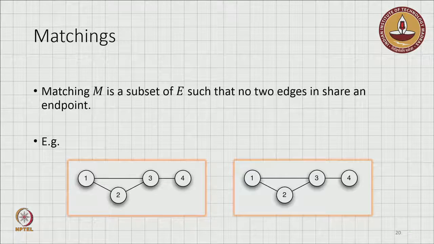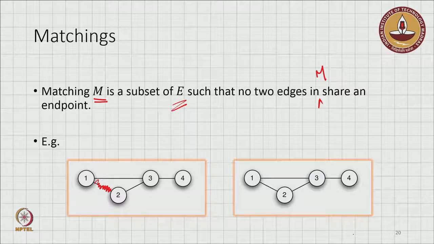Let's look at matchings. This is one more problem we want to consider in the graph streaming context. A matching M is a subset of the set of edges such that no two edges in the matching M share an endpoint. So let's look at one such example. So this is a matching.